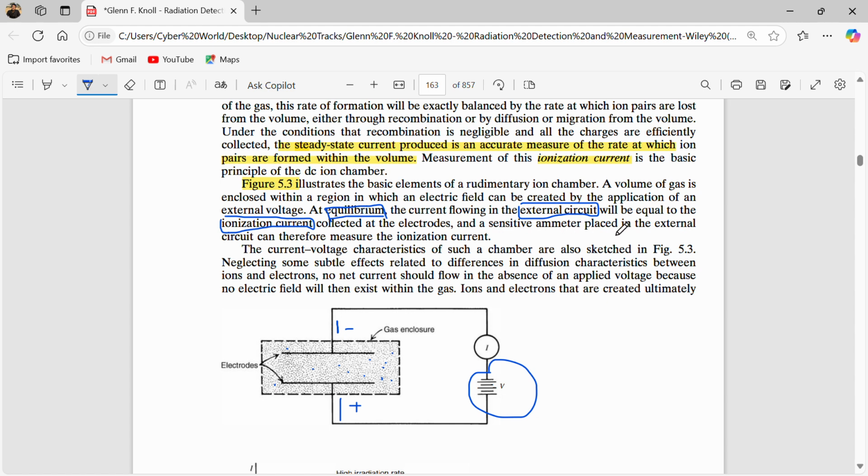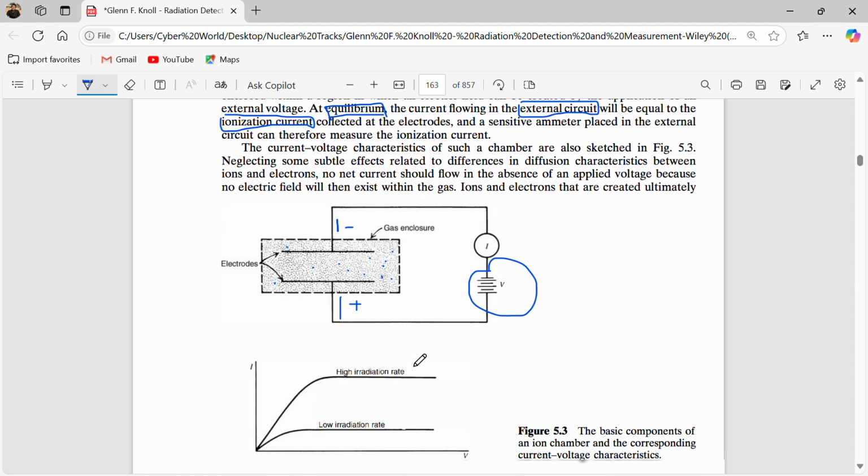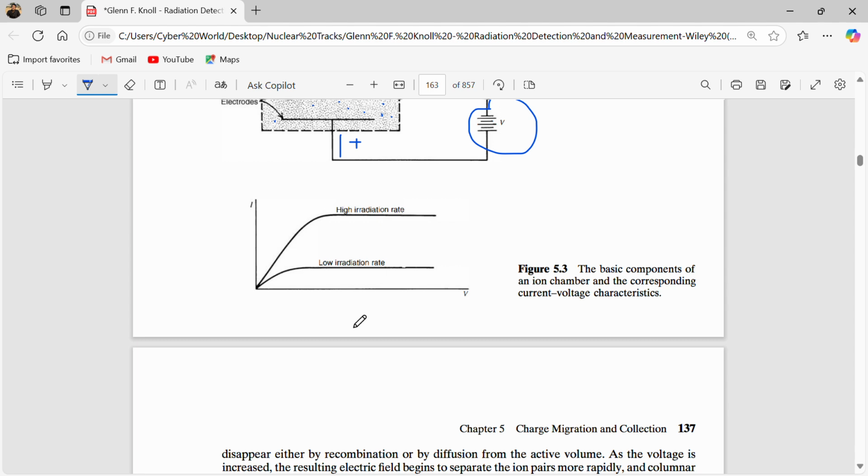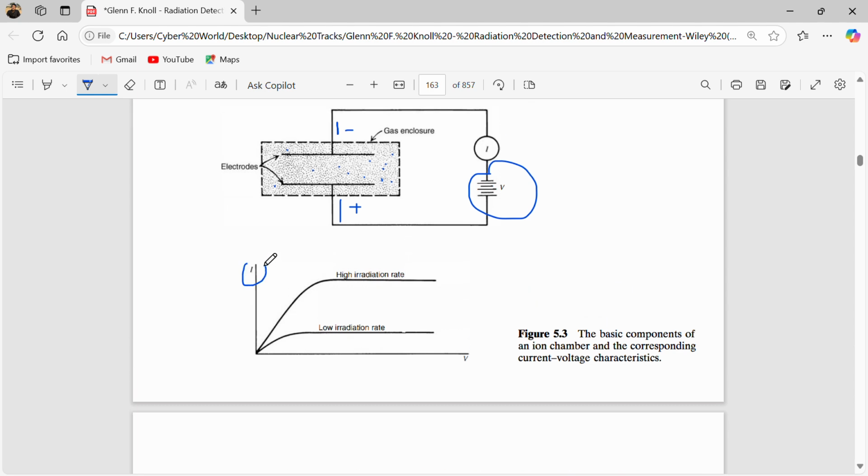A sensitive ammeter placed in the external circuit therefore measures the ionization current. So we can measure the current easily by just installing an external ammeter in this circuit, because you know that an ammeter is a device which is used to measure current. So the graph we observed is the relation between the current I and the voltage V. This is the IV curve.